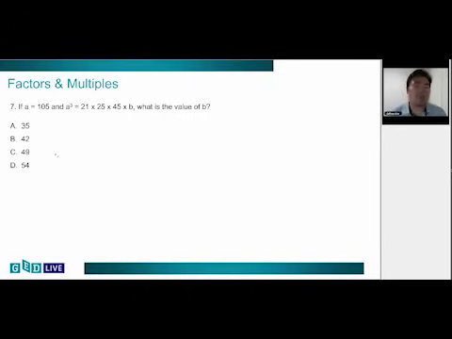A cubed is equal to 21 times 25 times 45 times B. What is the value of B? So wait a minute. A is 105. A cubed, 105 times 105 times 105. So here's the thing that you want to look for in terms of questions that at first look like you're dealing with impossibly big numbers. I mean, even the right side of that equation, 21 times 25 times 45 times B, can look really intimidating.